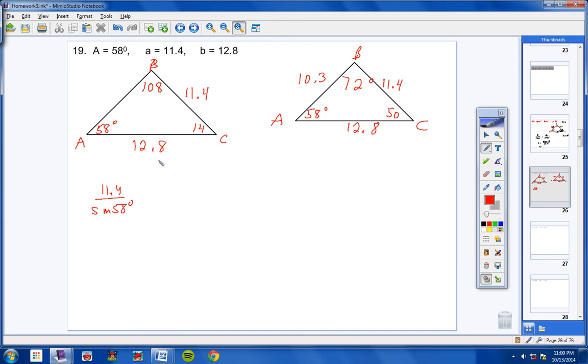12.8. Now, I've got to be careful. I'm not sure where that came from. I should not have brought that over. Oh, yeah, that's exactly right. So we have two sides here. We found both angles. We just have one side to find very quickly, and that's side C, and we're done.